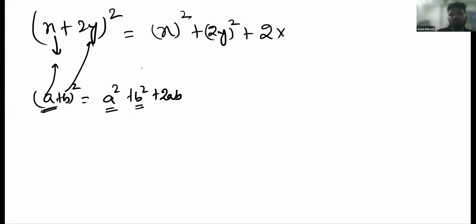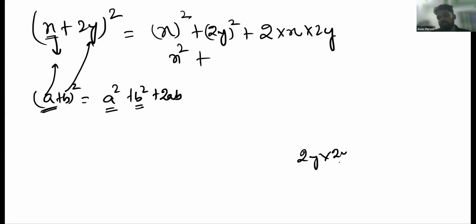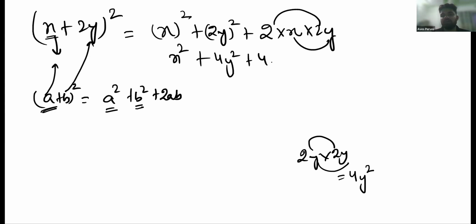In place of a, x is written, and in place of b, 2y is written. This will be x square plus 2y square, plus 2ab. x square is x into x. The square of 2y is 2y into 2y. When you multiply, you get 4, and y into y gives y square. It is 4y square plus 2 into x into 2y, that is 4xy.